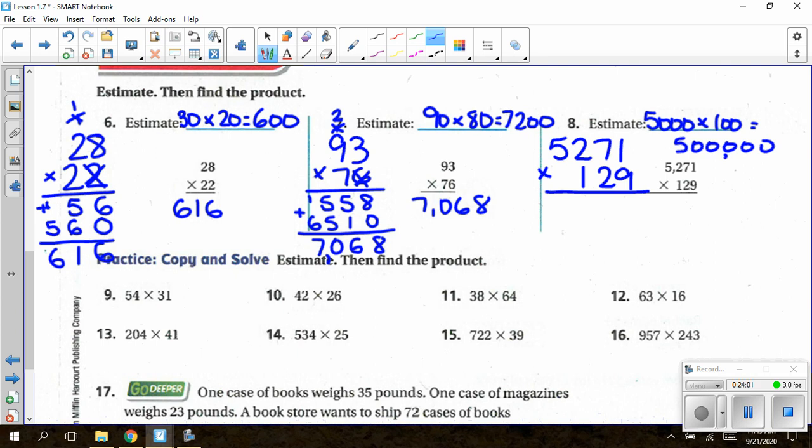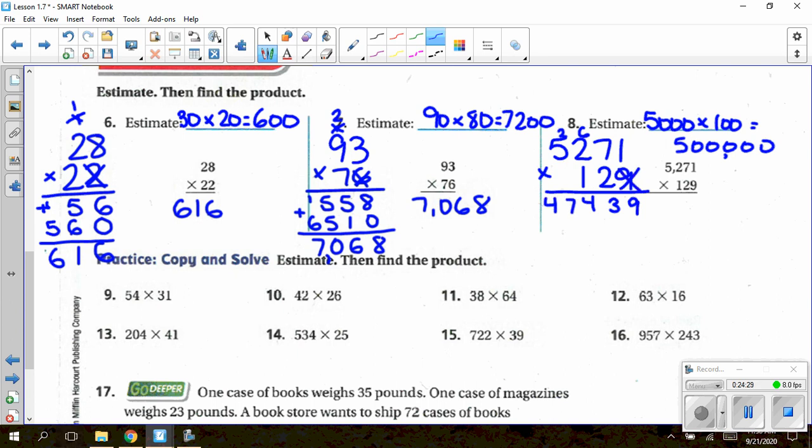So that means my answer will be around 500,000. So now I'm starting to multiply out the 9. 9 times 1 is 9. 9 times 7 is 63. Drop the 3, regroup the 6. 9 times 2 is 18. 18 plus 6 is 24. Drop the 4, regroup the 2. 9 times 5 is 45, plus 2 is 47.